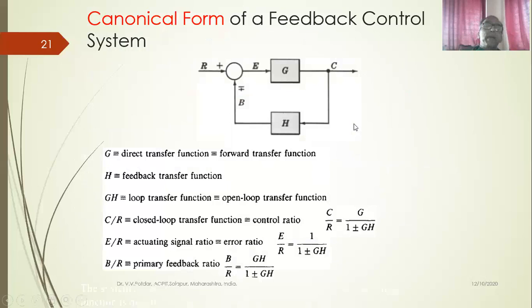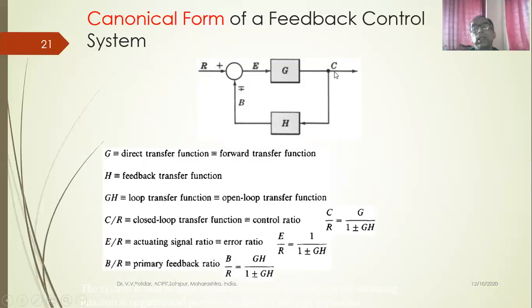Okay, let us come back to the canonical form of feedback control system. What I had said, canonical form: when in a block diagram I have one block in the forward path and one block in the feedback path, I call this form of block diagram the canonical form of feedback control system block diagram. This is the canonical form. This is the reference input. This is the feedback signal B. This is the error signal. This is the feed forward block G.